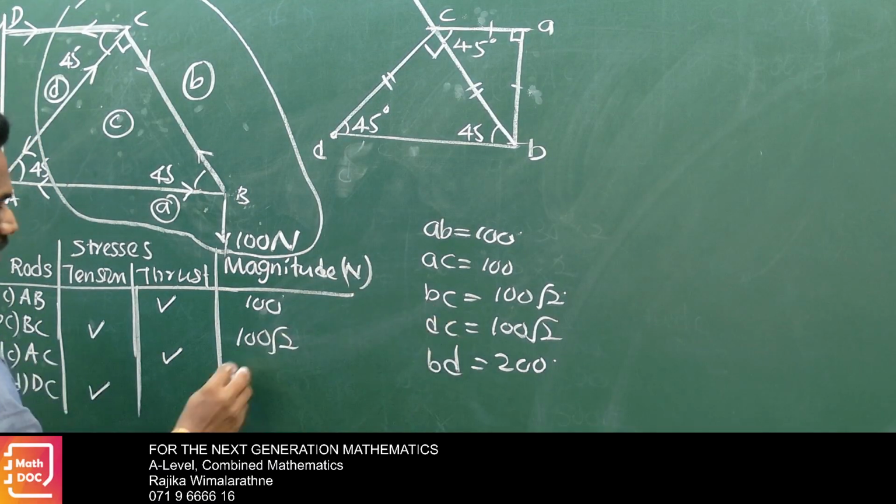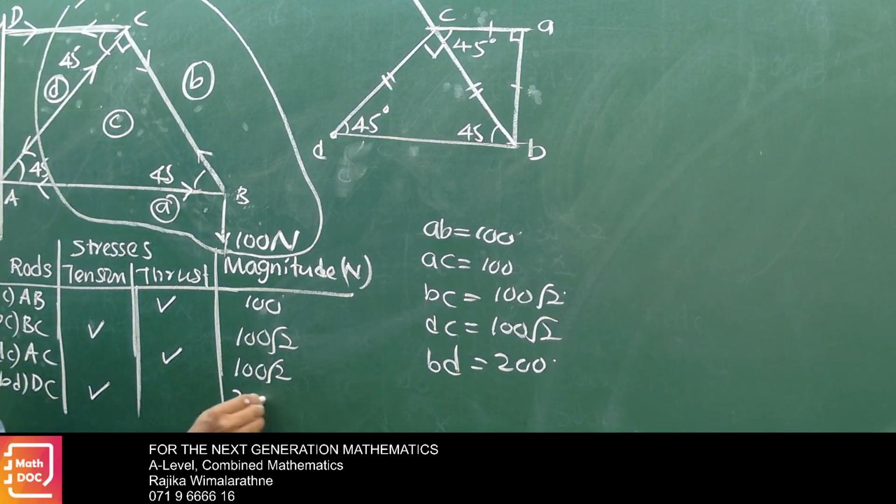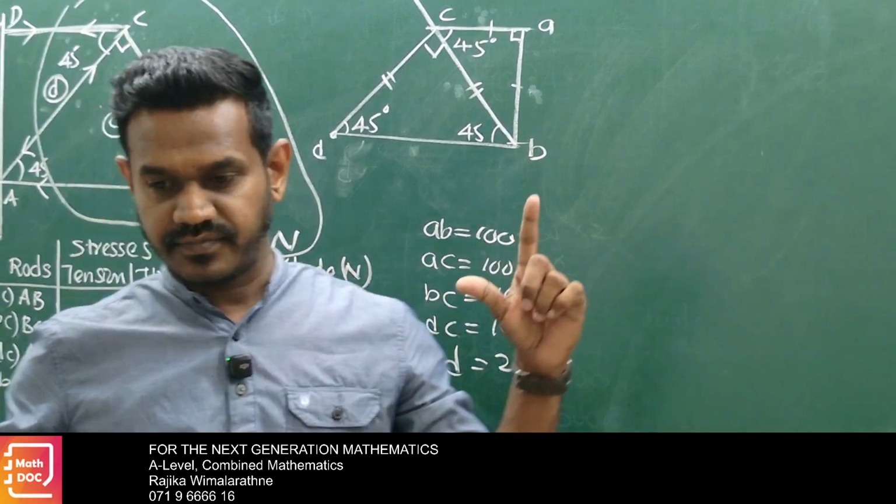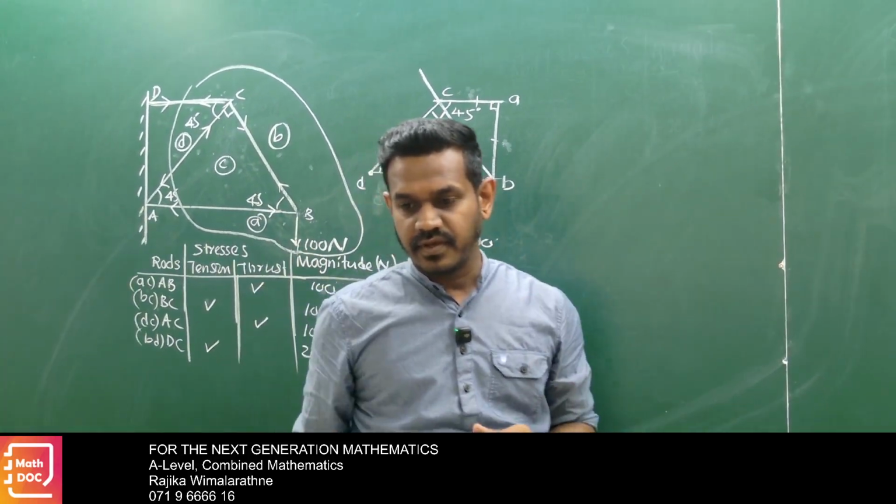Now update this table. DC 100 root 2 and BD 200. Okay. That's how we get it. Okay, complete.